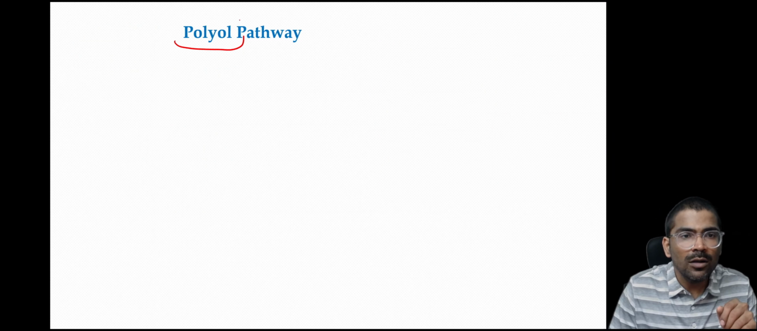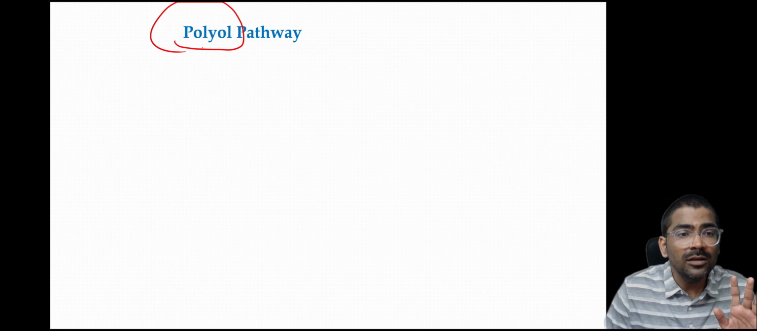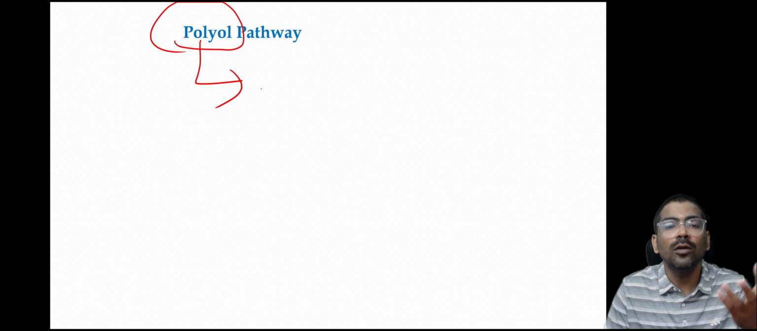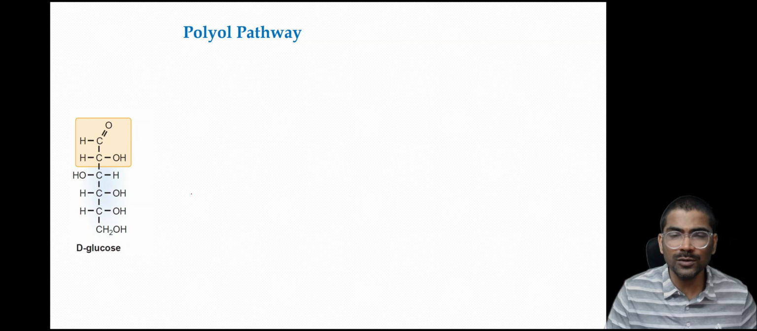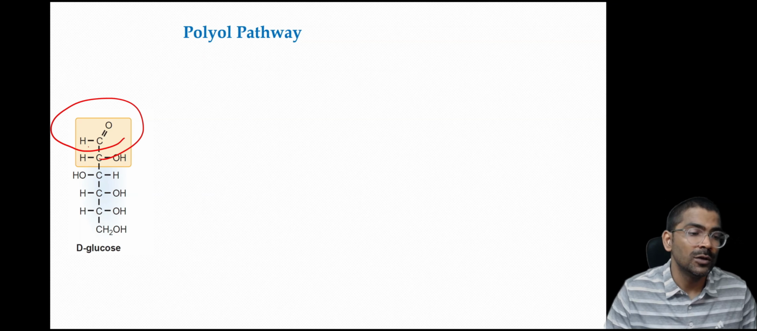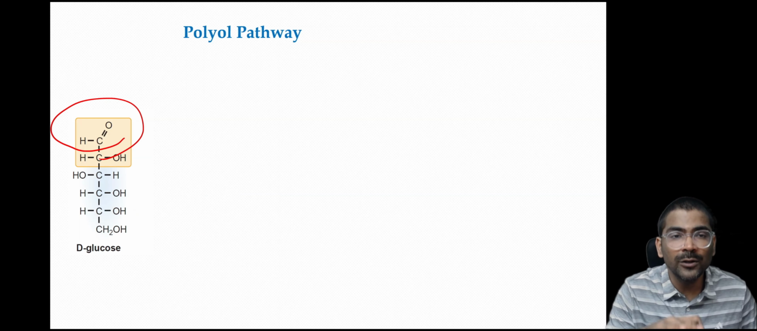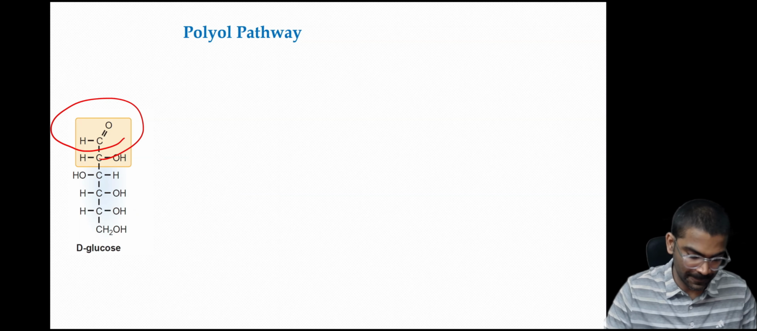What is a polyol? It's a compound with multiple alcohol groups. Is glucose a polyol? Look at the structure of glucose. It has 5 OH groups and 1 aldehyde group. So glucose is not a polyol, it is a polyhydroxy aldehyde.